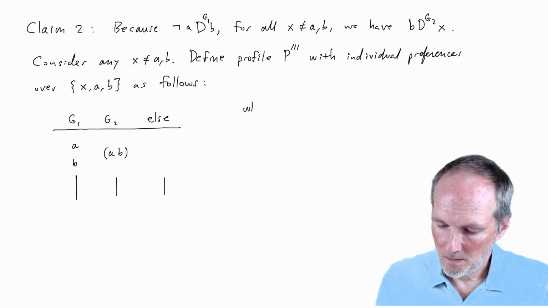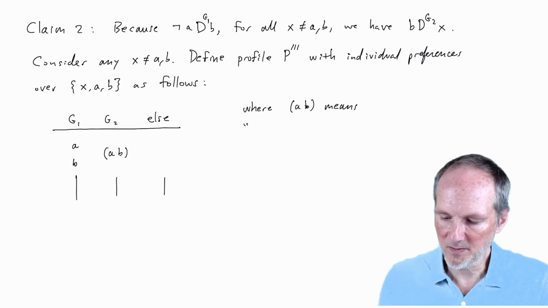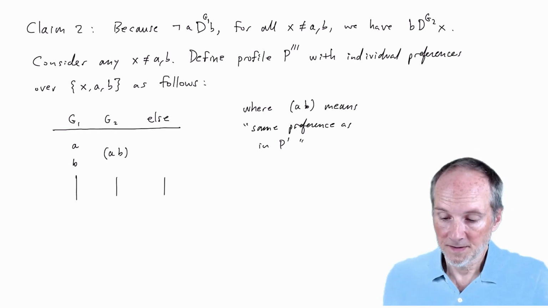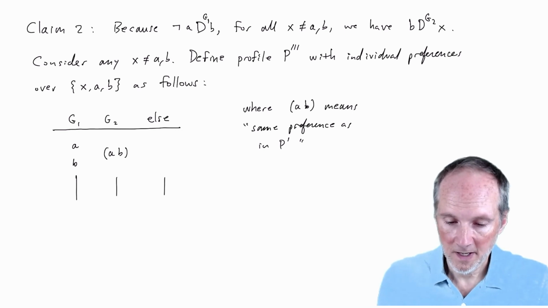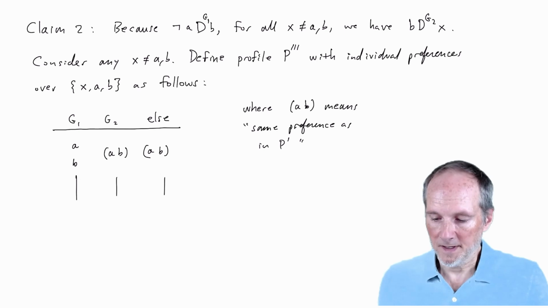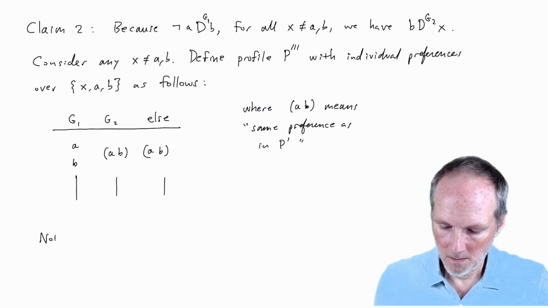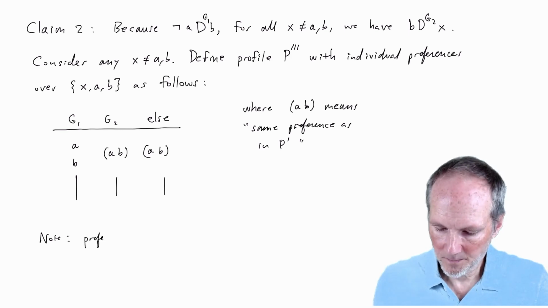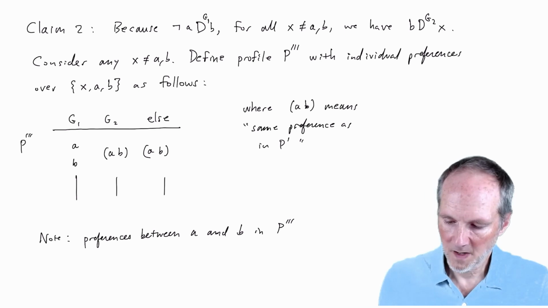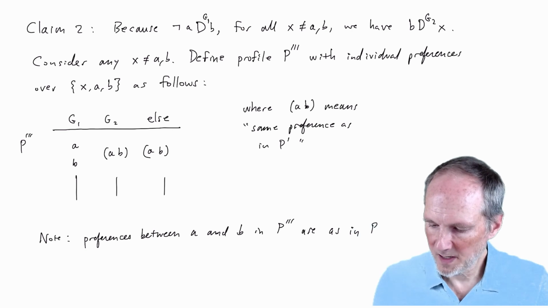All right, so A and B in parentheses means just have them as in the profile P prime. Same for all these other people here. I don't know what their preferences were. So I'm going to have A, B in parentheses here. The point is that preferences between A and B in P triple prime, this profile here, are the same as they are in P prime.